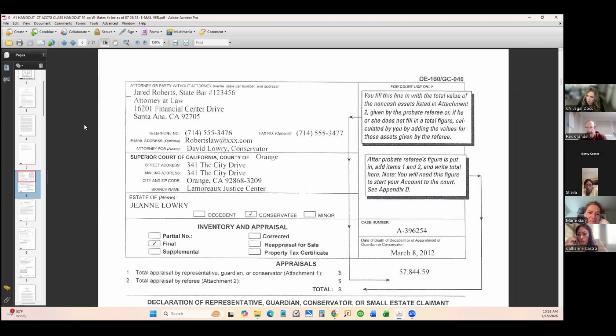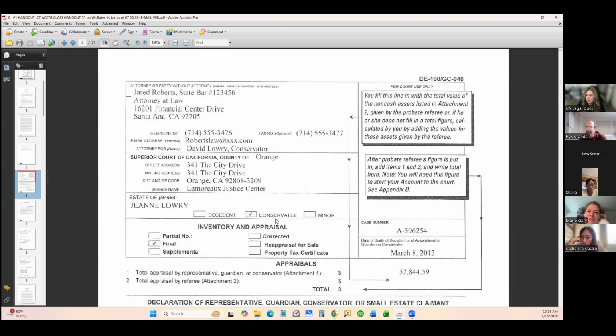You wouldn't go through this, and whatever you would need an attorney for, this would only be if you're conservator of the estate or a decedent or a minor account.